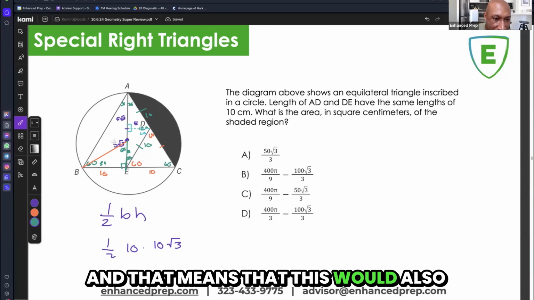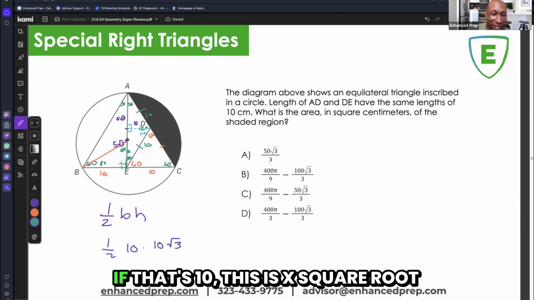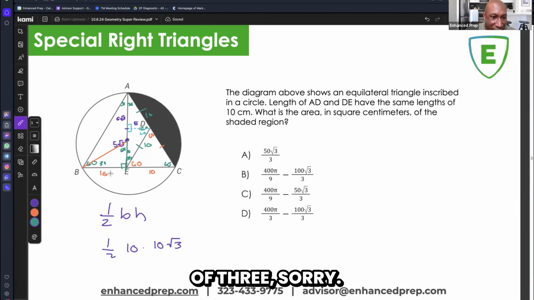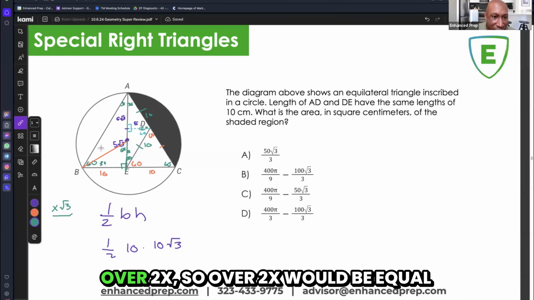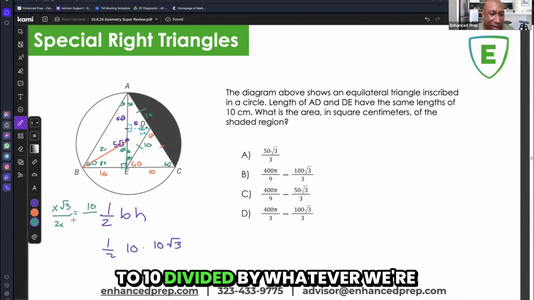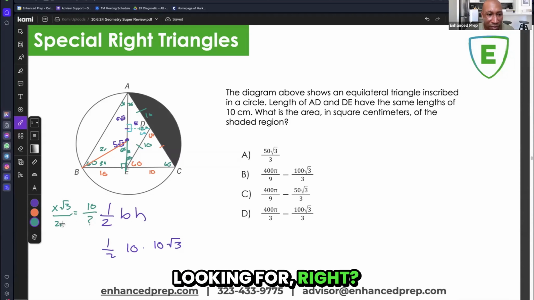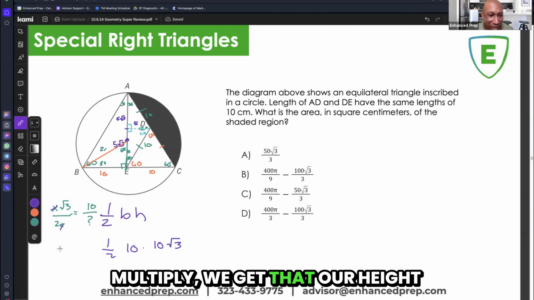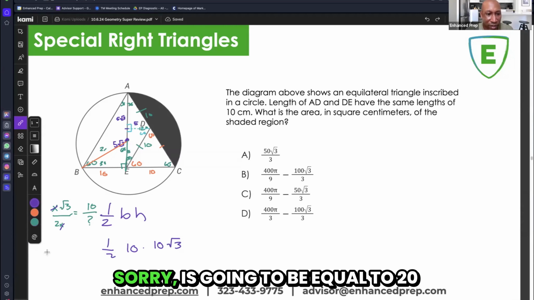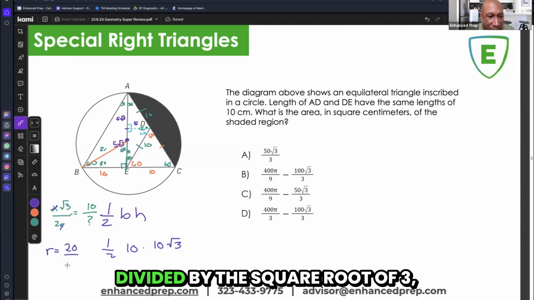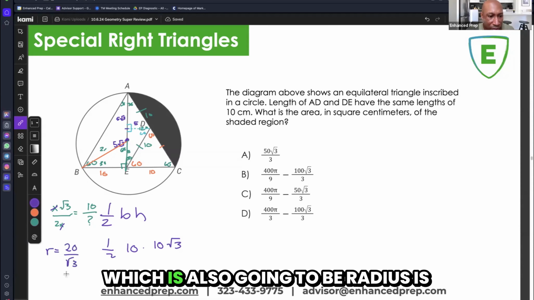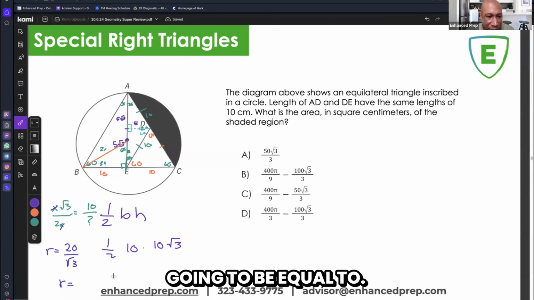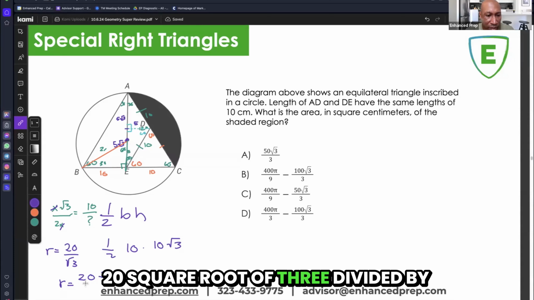And that means that this would also be, or no, sorry, if that's 10, this is x square root of 3, sorry. X square root of 3 over 2x would be equal to 10 divided by whatever we're looking for, right? So we could cross those two out, and then if we cross multiply, we get that our height that we're looking for, or our radius, sorry, is going to be equal to 20 divided by the square root of 3, which is also going to be, radius is going to be equal to 20 square root of 3 divided by 3.